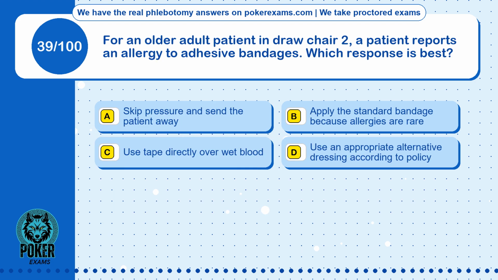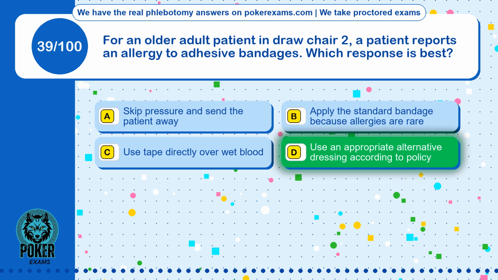Question 39. For an older adult patient in draw chair 2, a patient reports an allergy to adhesive bandages. Which response is best? Option A. Skip pressure and send the patient away. Option B. Apply the standard bandage because allergies are rare. Option C. Use tape directly over wet blood. Option D. Use an appropriate alternative dressing according to policy.